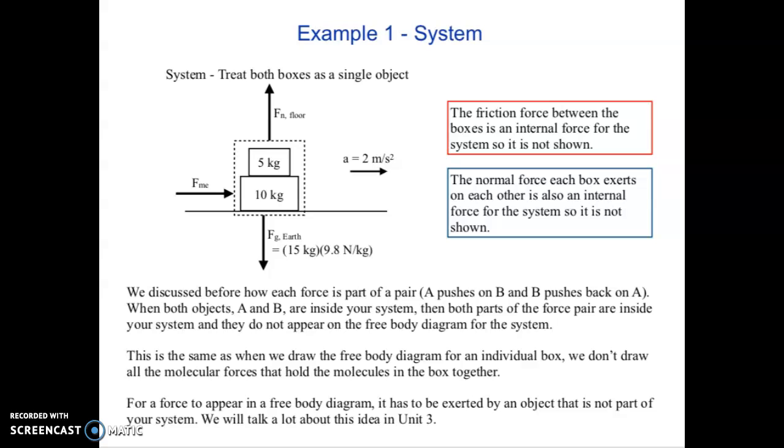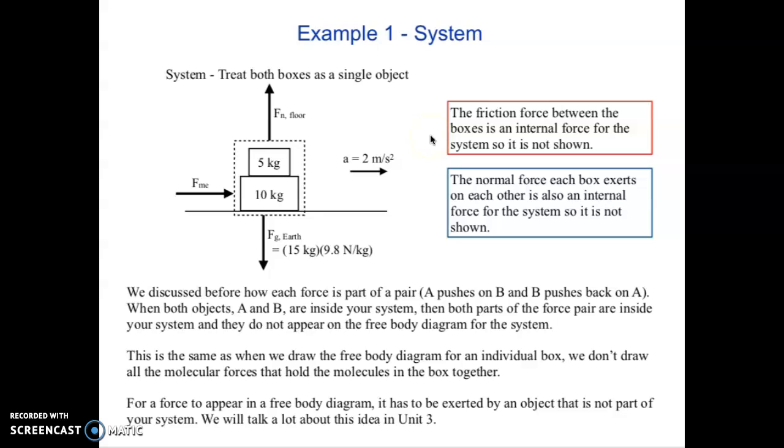Start out treating both boxes as a system, meaning that we treat them as a single object. In this case, our free body diagram has only 3 forces. There's the pushing force exerted by me, the downward force of gravity exerted by the Earth. We're working with both boxes, treating them as one 15 kilogram object. So the force of gravity is the full 15 kilograms times little g. And then the floor is holding our system up. So we have an upward normal force exerted by the floor.